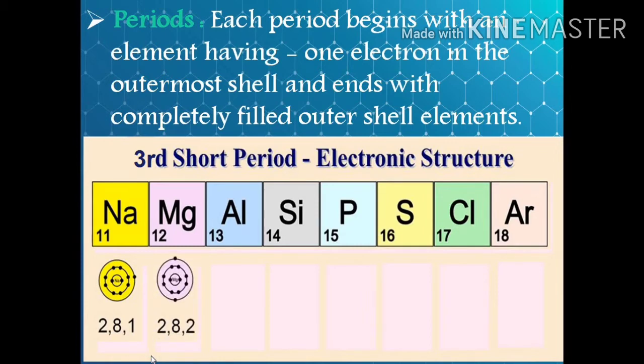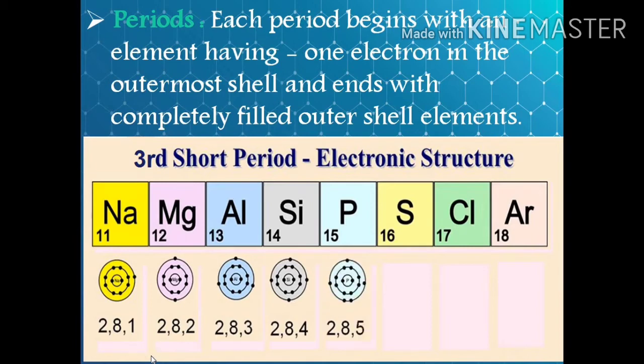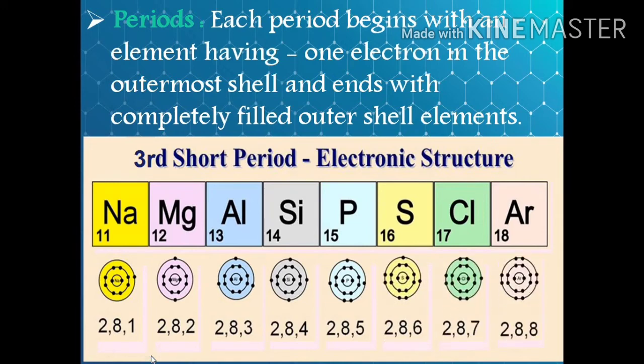Then magnesium, here the electronic configuration is 2, 8, 2. That means the valence electron is increasing by 1. It started with one valence electron in sodium, and then it became 2 valence electrons for magnesium, aluminium has 3 valence electrons, silicon 4, phosphorus 5, sulfur 6, chlorine 7, and argon with 8 valence electrons. That means it starts with 1 valence electron and ends with 8 valence electrons, that is, a completely filled outer shell. This is what we mean.